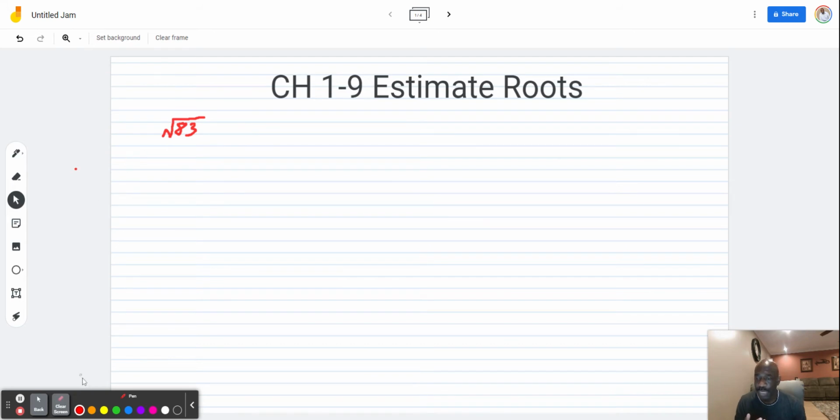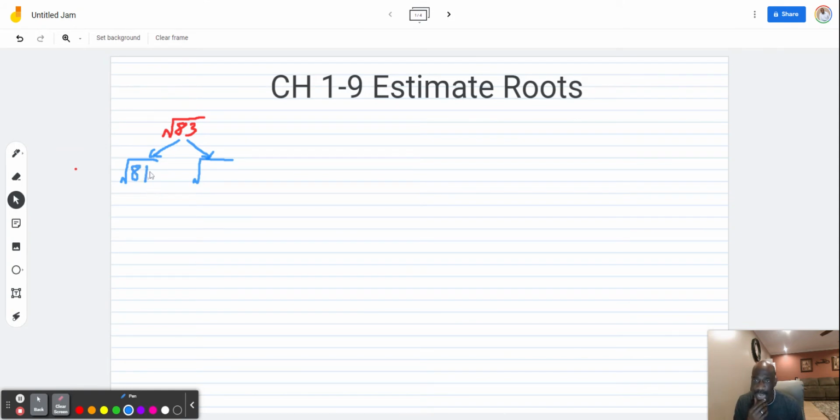What you're going to do is set up the problem just like this. Write the problem that they're asking you about and give me an arrow before and an arrow after. And what I want is two perfect squares that you already know, one that comes before this number, one that comes after. For instance, the closest number before the square root of 83 would be the square root of 81.